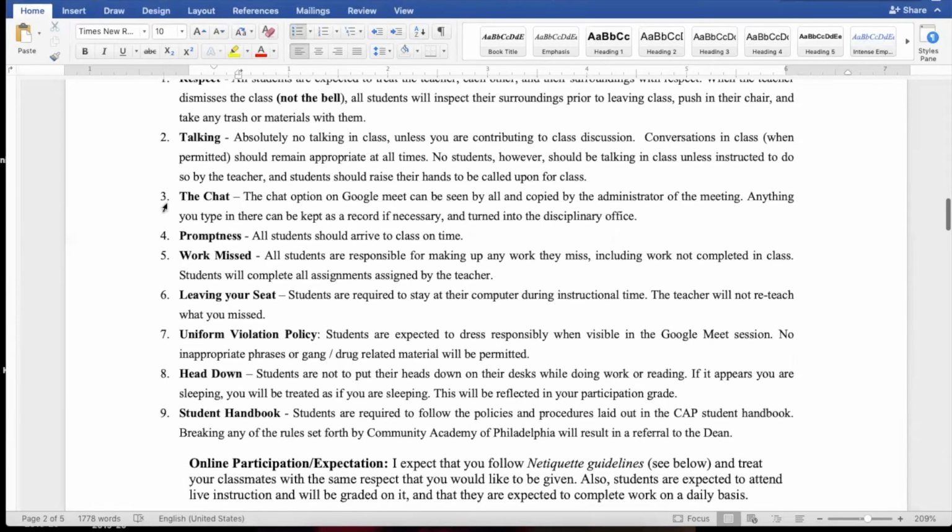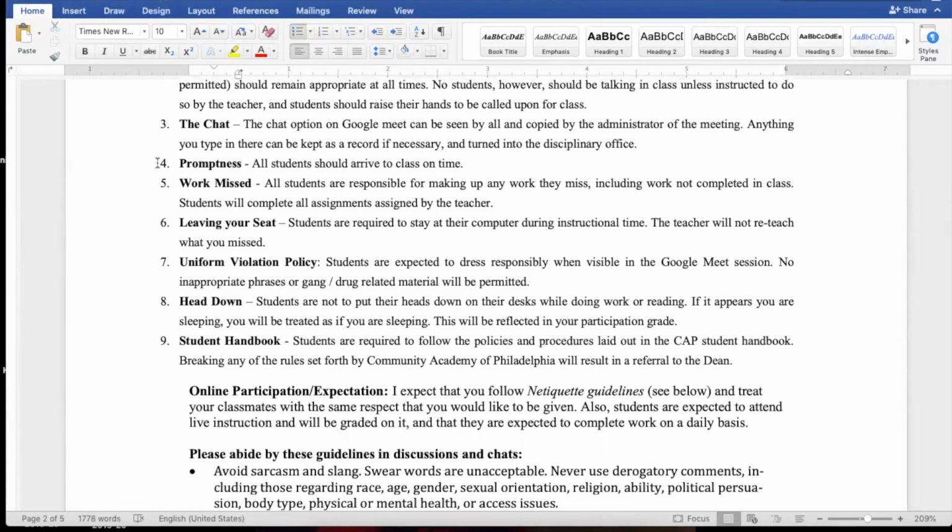The chat. Guys, this is a big one. The chat on Google Meet can be seen by everybody. It cannot be erased. Once it's on there, I can and will copy and paste it and send it over to the discipline office. So choose what you're going to write in the chat carefully.